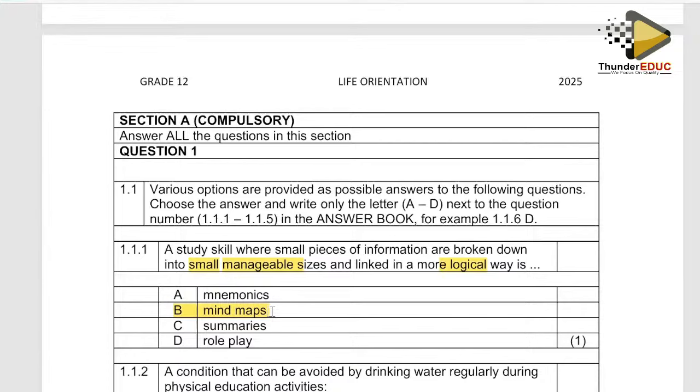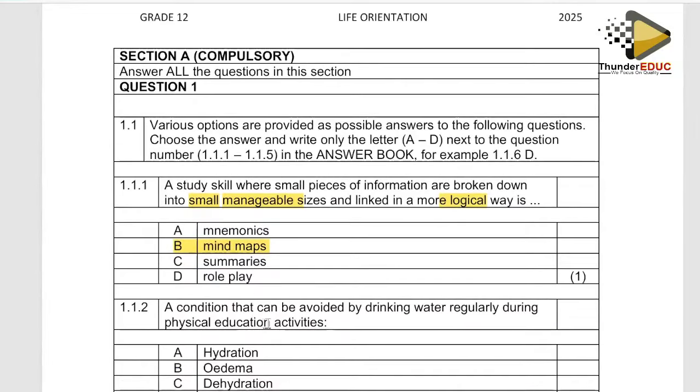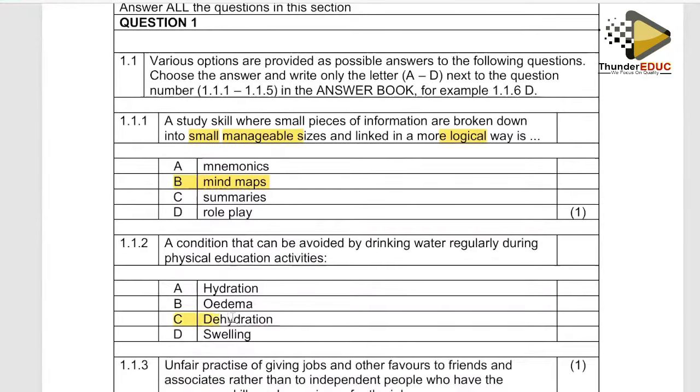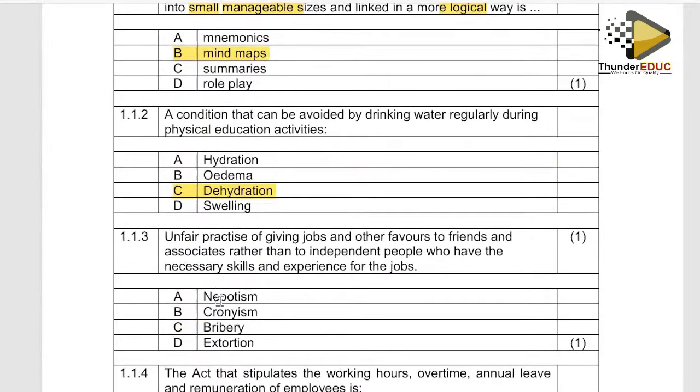So moving on to the next one, we also have 1.1.2, a condition that can be avoided by drinking water regularly during physical education activities. So during physical education activity, you can actually suffer from the following condition. You suffer from dehydration. If you don't take enough fluids, you might suffer from a condition called dehydration. So it is encouraged for you to take plenty of fluids before you engage in physical education activities.